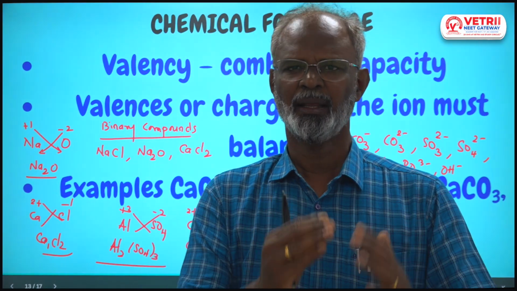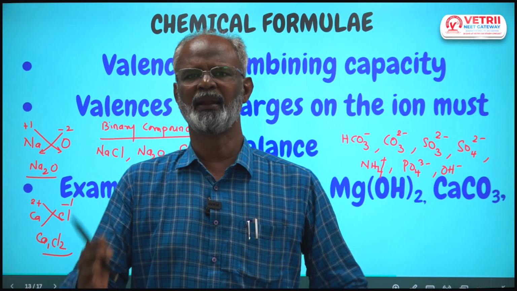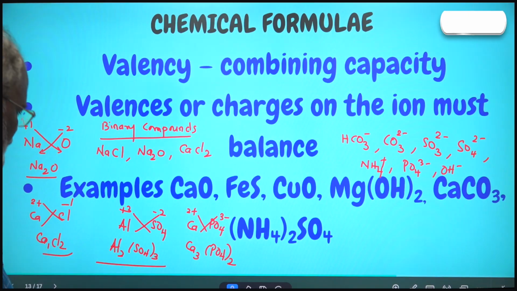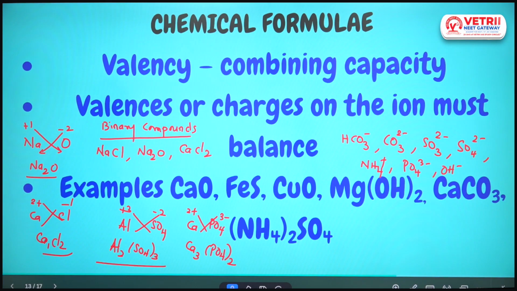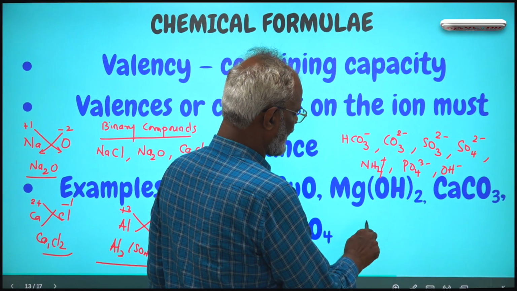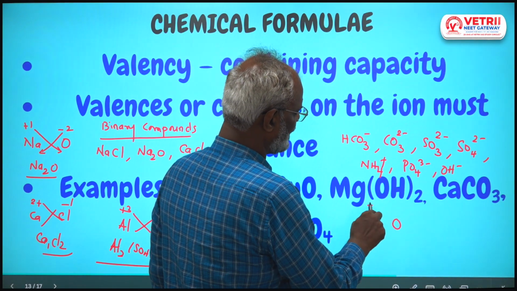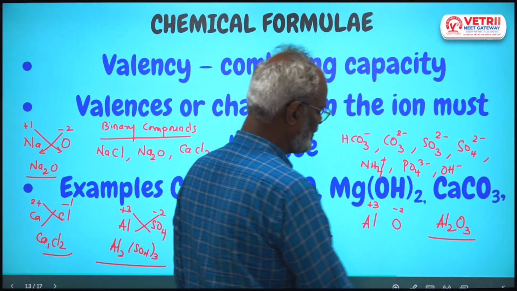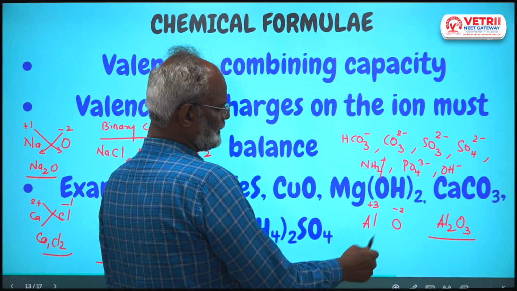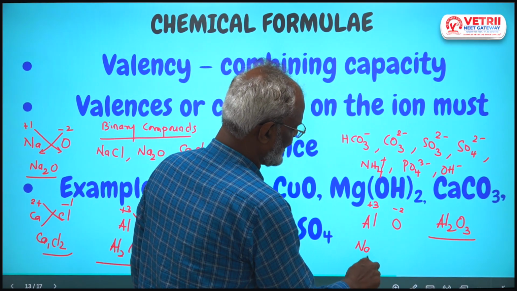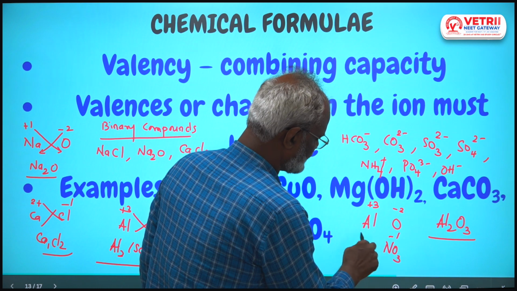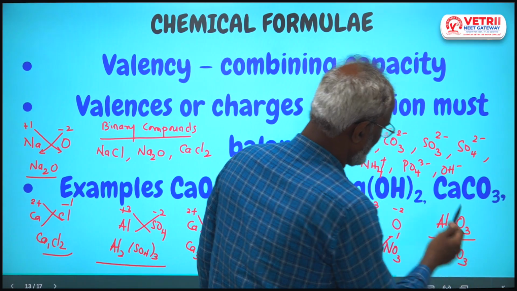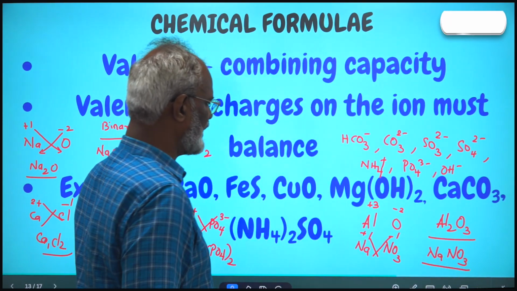Like that, you can easily write the chemical formula. Write the formula for each ion, then write the valencies, cross the valencies, and you will get the chemical formula of the compound. Let's take a few more examples. One is aluminium oxide. Aluminium plus 3, oxygen minus 2, you will get Al2O3, which is alumina or aluminium oxide. Consider sodium nitrate: Na plus 1, NO3 minus 1. If you cross, you will get NaNO3, sodium nitrate. So like this, you can write the chemical formula.